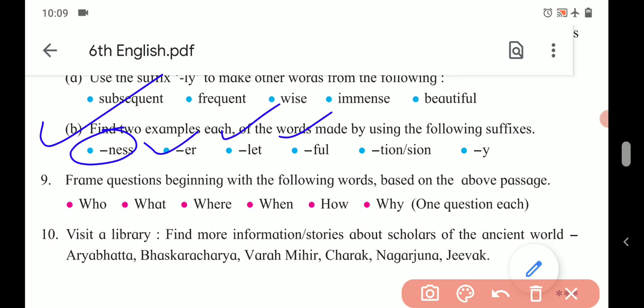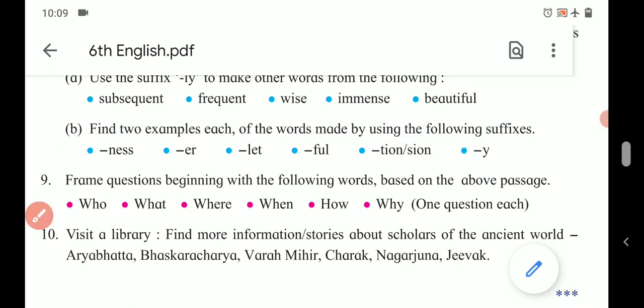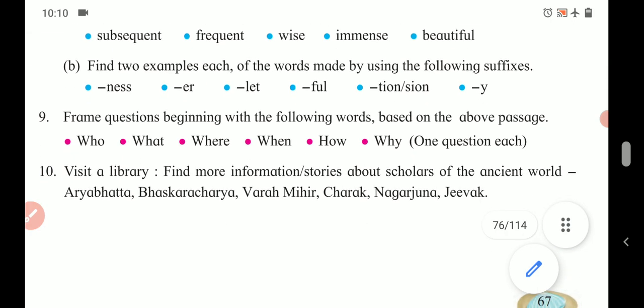Next, ful: hope, hopeful; care, careful. Next, tion: act, action; create, creation; sion, that is supervise, supervision, etc. Then y: luck, lucky; stick, sticky. So in this way you have to write 2 examples. You can write your own examples too.